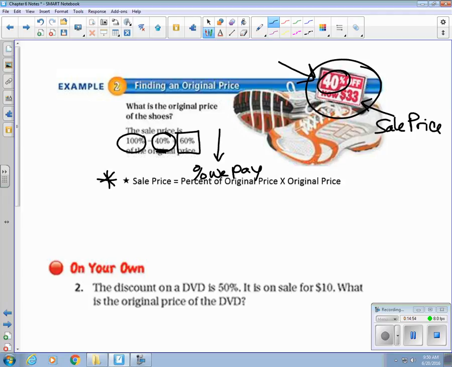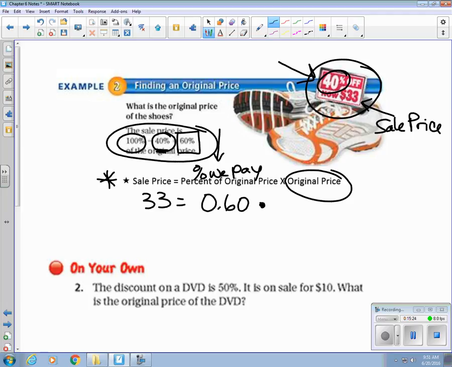So this part you have to do first. You got to figure out what percent of the original are we going to pay. Once we know that, we can just plug it into this formula. So the sale price, which we know, is $33 because they gave us that. The percent that we pay, we just figured out up here, and that's the 60%, but we have to write it as a decimal. So that's 0.60 times the original price. That's what we're trying to find, right? What is the original price? So we're going to call that X. That's a variable. It's the unknown.